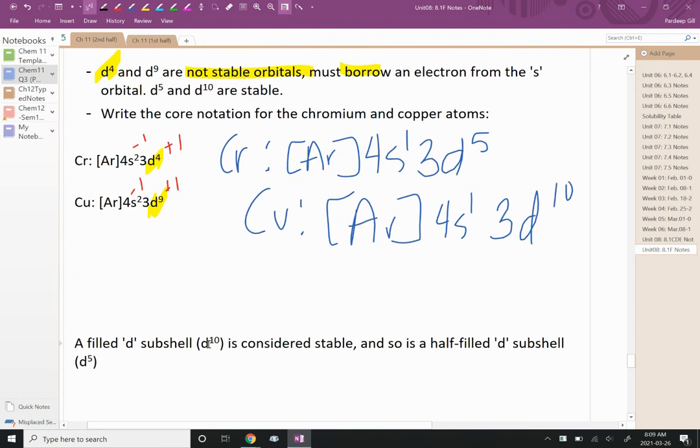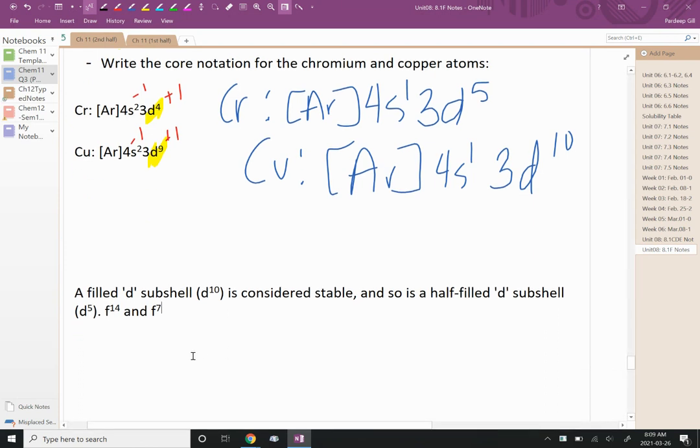So a filled d subshell is considered stable, and so is a half-filled d subshell. This rule can also apply to f14 and f7. Okay, so if you have an f6 or an f13, make them completely full or half full, and then that would be considered stable.